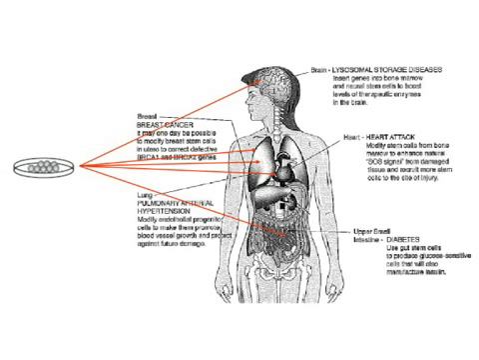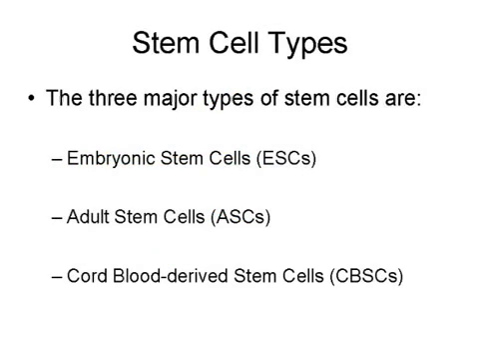Much of the controversy associated with stem cells has to do with where they come from. In this video, we will review sources of stem cells. The three major types of stem cells which have been and are currently being investigated by the scientific community are embryonic stem cells, adult stem cells, and cord blood-derived stem cells. We will discuss embryonic stem cells first.